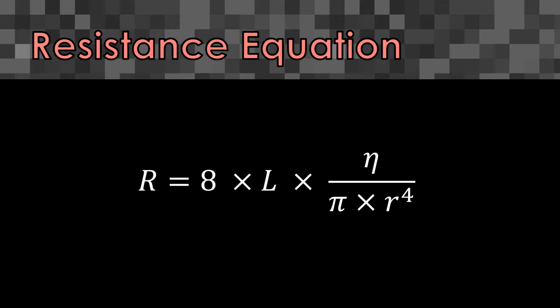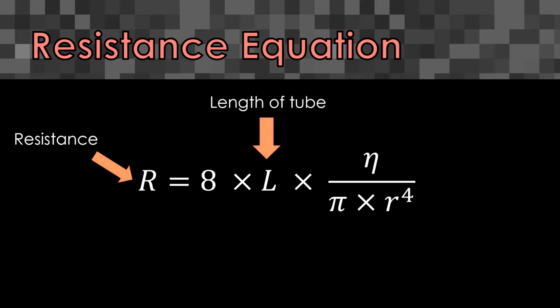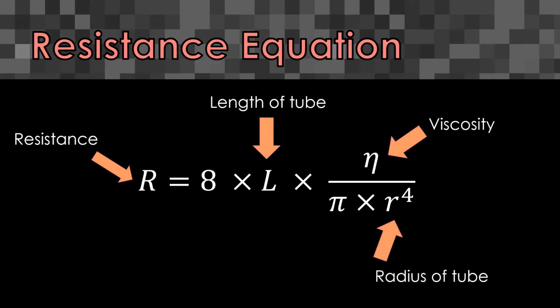As a side note, I left out the units in this equation because A, it gets a little bit busy, and B, you don't really need to know this equation by heart. More so what I want you to know is what it represents, because it will help us understand Poiseuille's equation. So, resistance is equal to 8 times the length of the tube multiplied by viscosity divided by pi times radius to the 4th power.